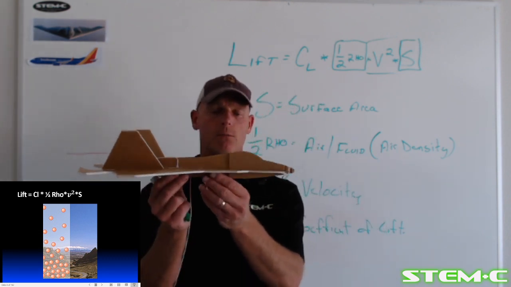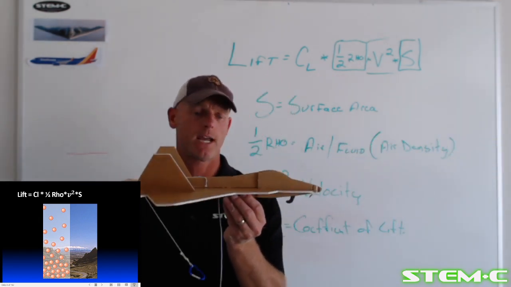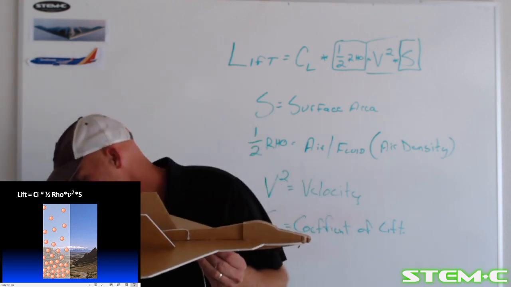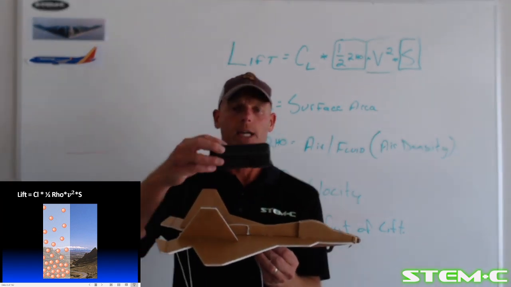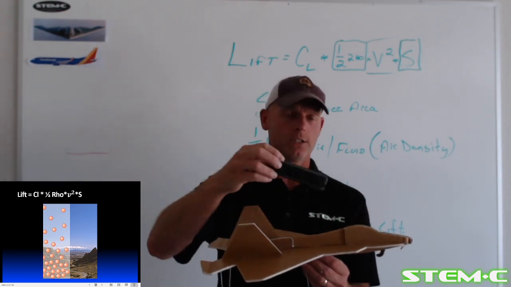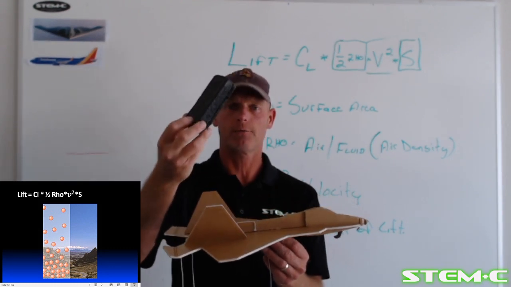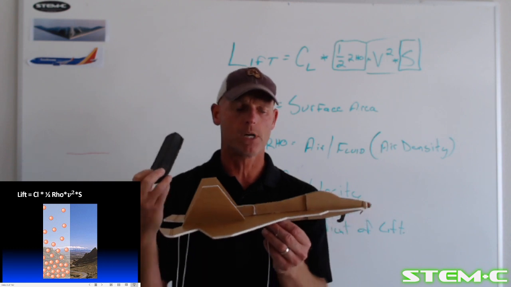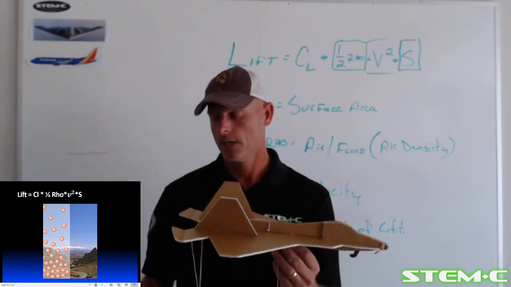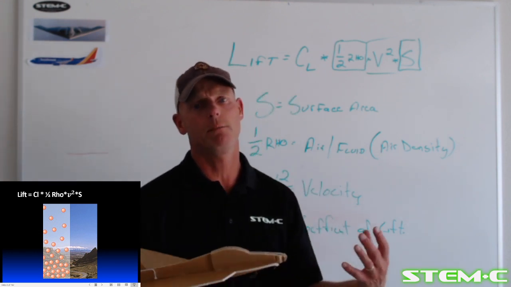So if I throw my glider, it's going to glide for a distance. It's going to have a very low coefficient of lift. If I take this eraser and chuck it across the room, it's not going to go as far as this glider. The coefficient of lift for this eraser is much lower than the coefficient of lift for this glider. So the better the coefficient of lift, the better at flying.